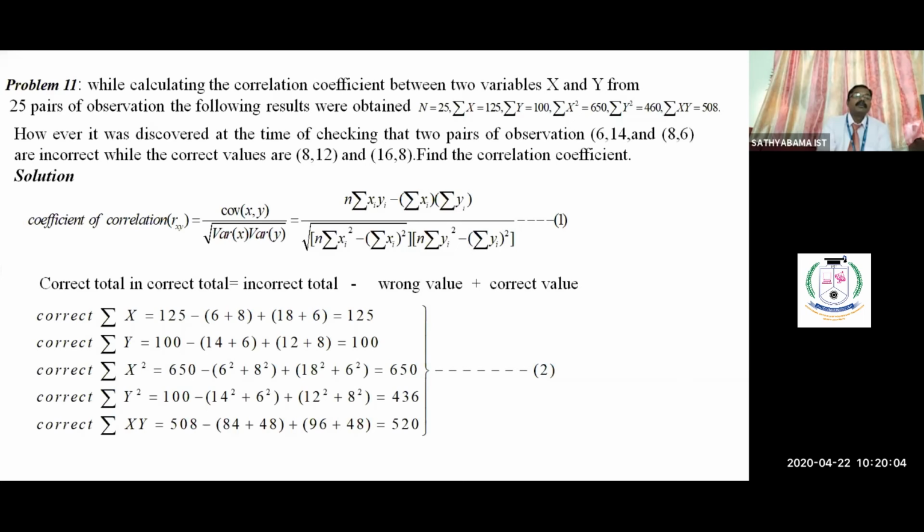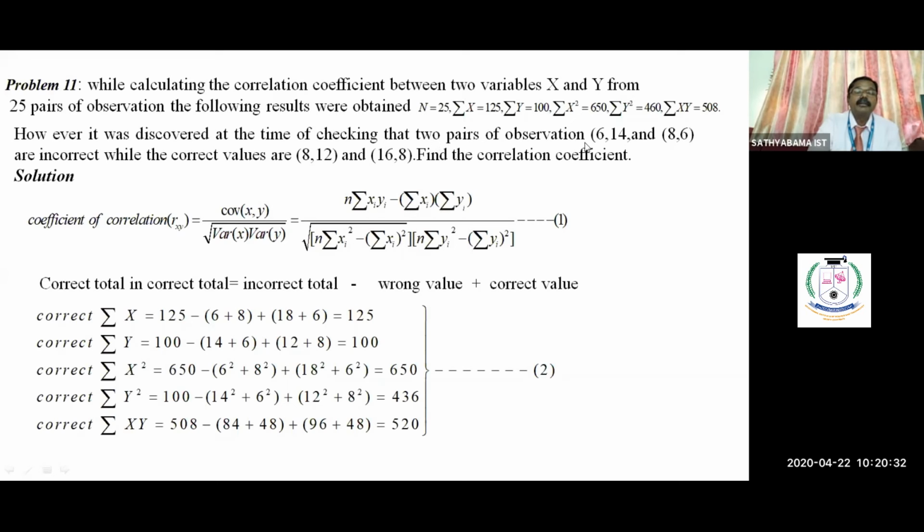Okay. So one more problem, just recall what you studied yesterday. Calculate the correlation coefficient between two variables x and y. We are just recalling what you studied yesterday, that is the last class. N is 25. They have given this data for the given problem. These are the data available. But later, when you are checking this calculation, there is some error.